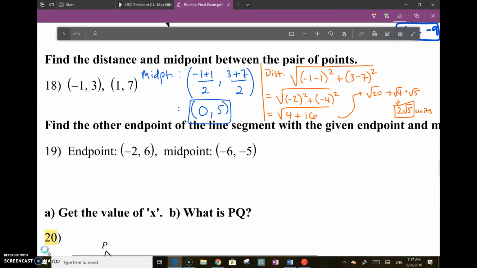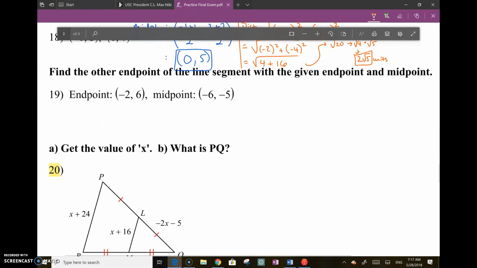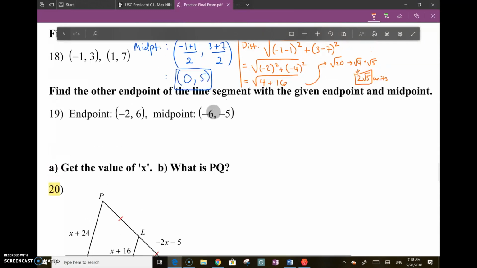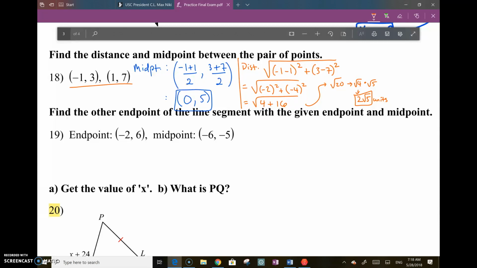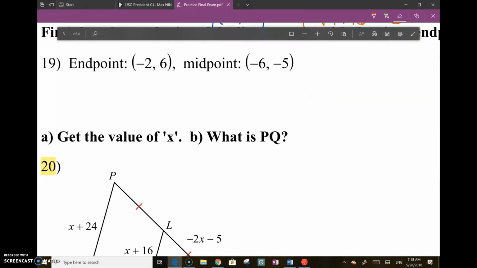Okay, that's how you do number 18. All right, moving on, number 19. For this one, we have to find the other endpoint of a line segment with the given endpoint and midpoint. This is very much like the midpoint we got between those 2 ordered pairs. However, unlike number 18, where both endpoints were given to you, in number 19 you're given one endpoint and the midpoint, and you're supposed to find the values of the other endpoint. To help you understand this, it might be good to actually draw this out.